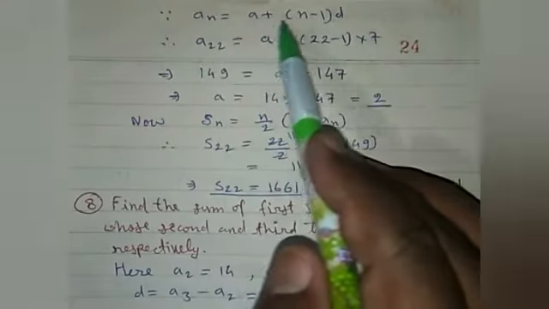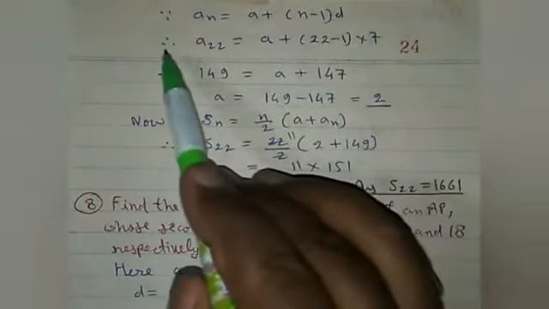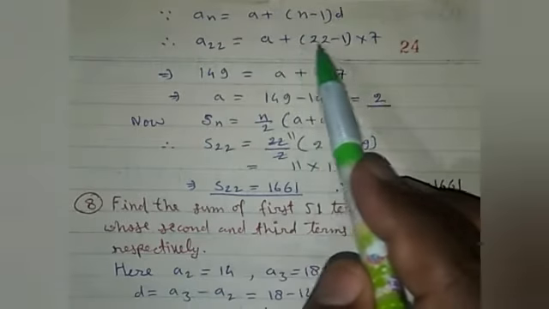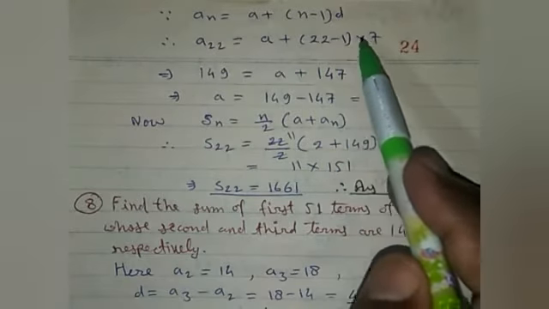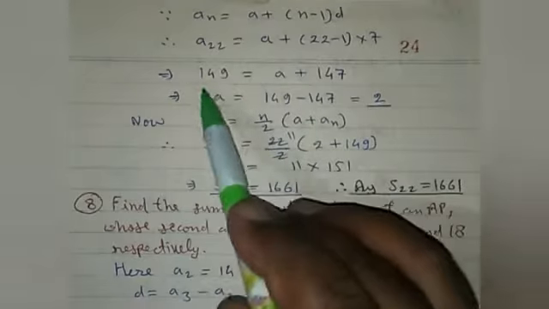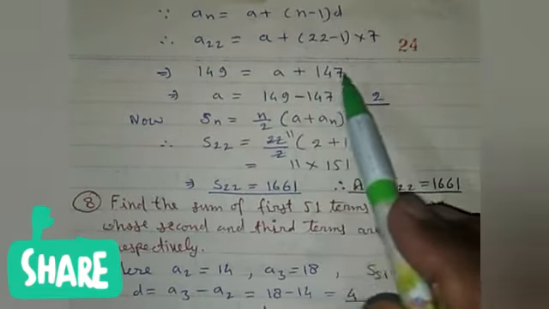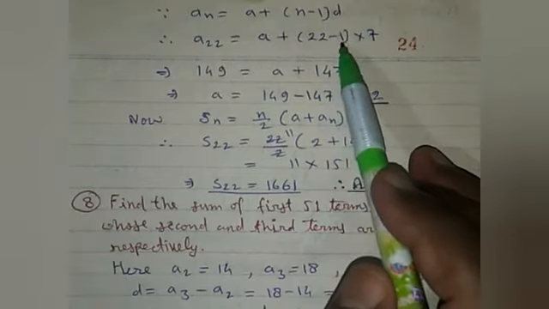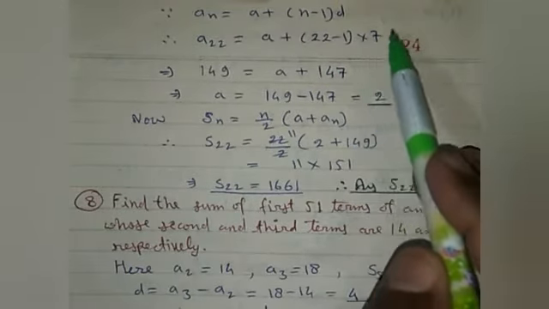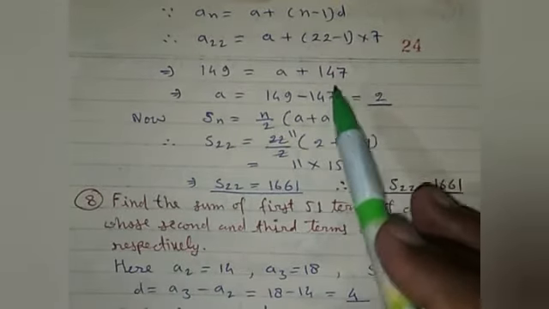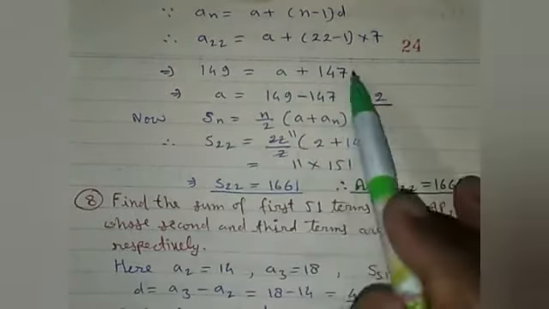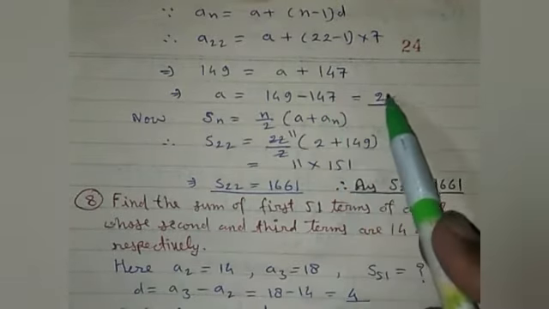Since An is equal to A plus n minus 1 into D, hence A22 is equal to A plus 22 minus 1 into 7. So here it is equal to 149, that is equal to A plus 22 minus 1, that is 21 into 7 will give 147. So here A equal to 149 minus 147, that is equal to 2.